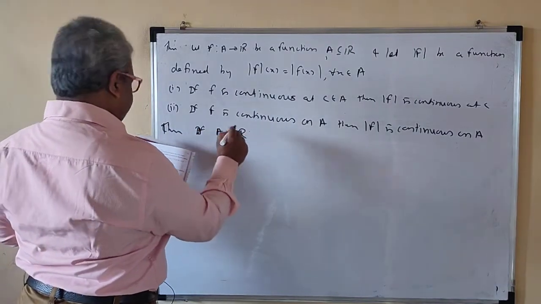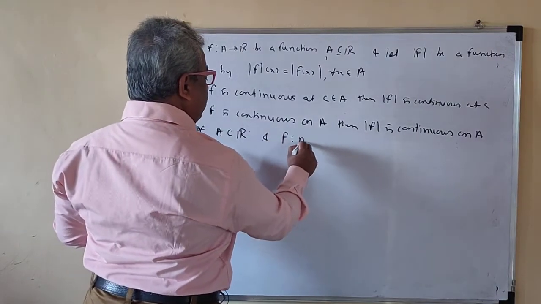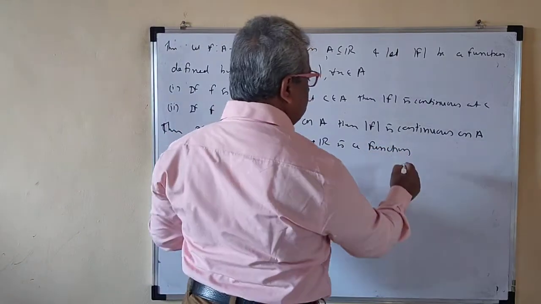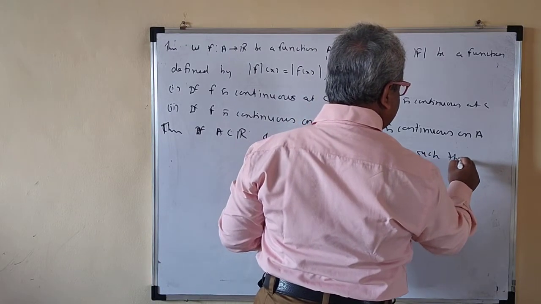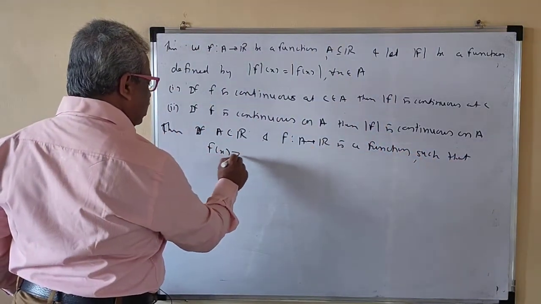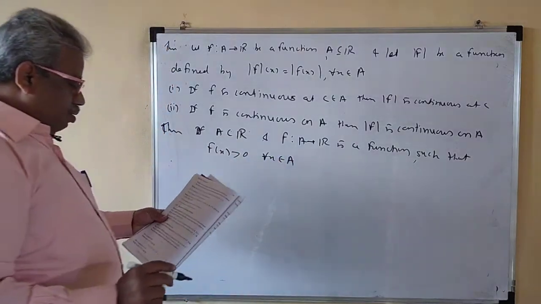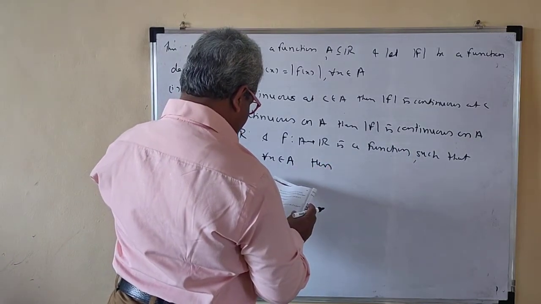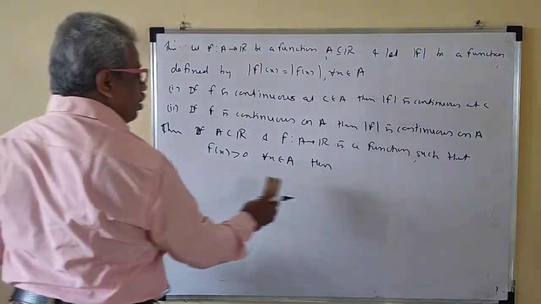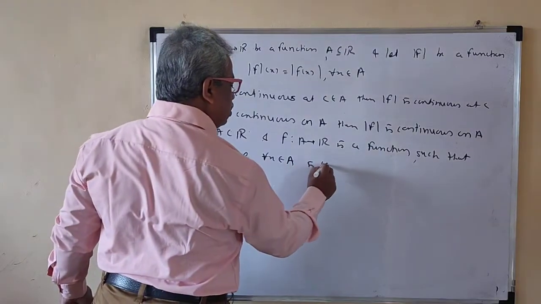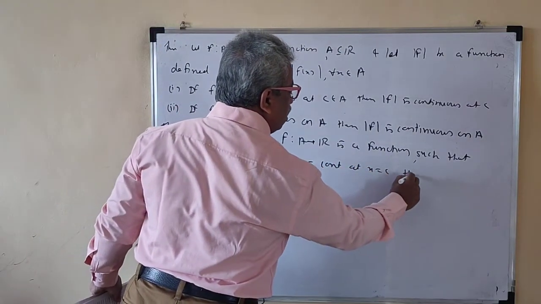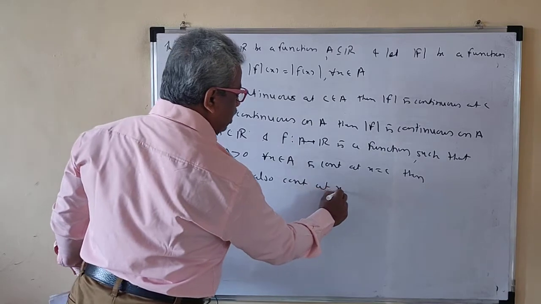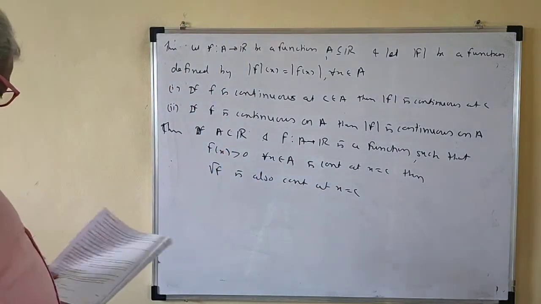If A is a subset of R and f from A to R is a function such that f(x) is greater than 0 for all x belonging to A, then if f is continuous at x = c, root f is also continuous at x = c. Okay, so this is the theorem. We are not proving this one.